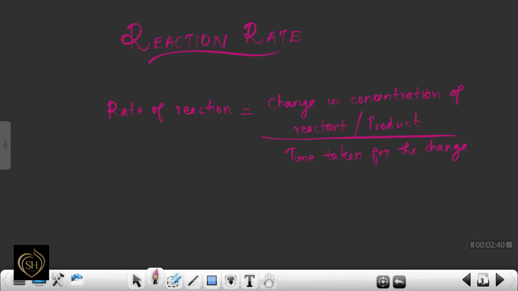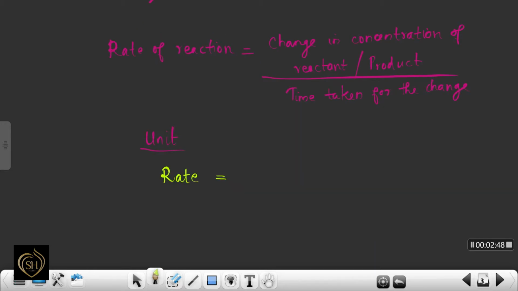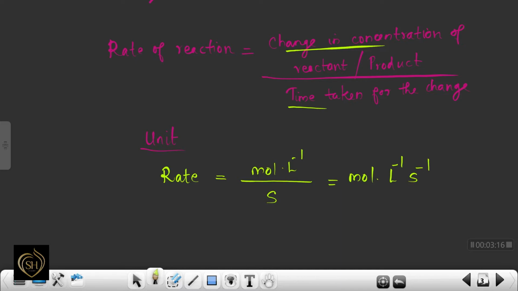So what is the unit of rate of reaction? Let us find the unit for rate. The rate of a reaction is equal to the change in concentration of reactant or product. Here the change in concentration is expressed in mole liter raised to minus 1, divided by time taken. Time is represented in seconds. So the unit of rate is mole liter raised to minus 1 second raised to minus 1.